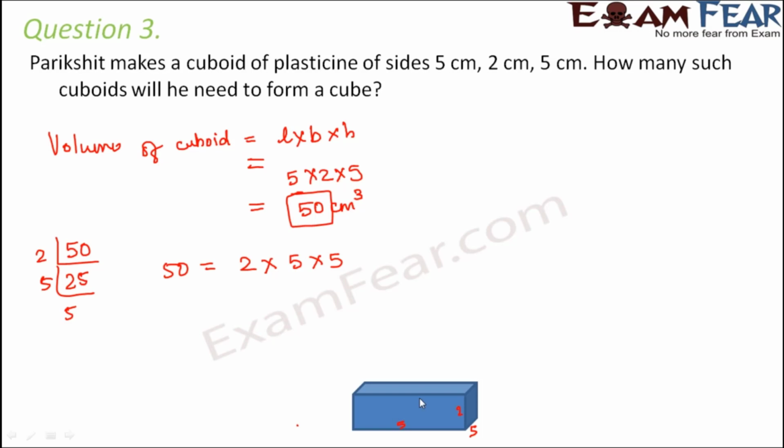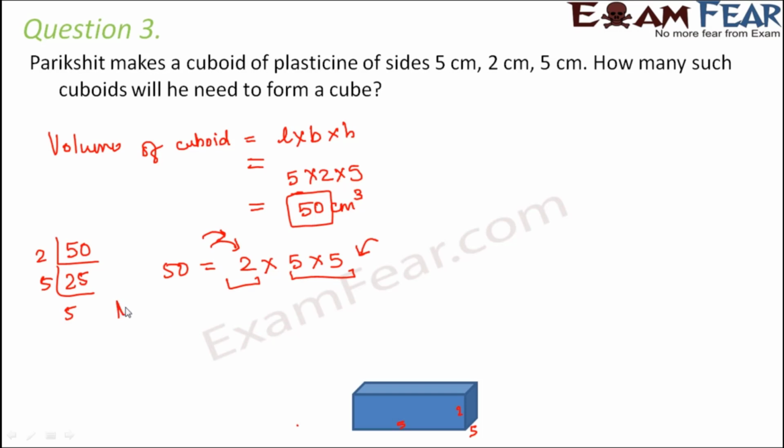Any cube is formed by a number which is a perfect cube. So do you think that we can multiply this with any number such that it becomes a perfect cube? Yes, of course, because here you see 5 occurs 2 times. To make it a perfect cube, we need one more 5, right? So one more 5 is needed. Similarly, 2 occurs 1 time. So to make it a cube, 2 more 2's are needed. So we need 2 2's and 1 5.